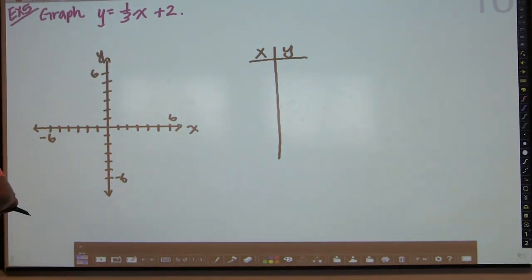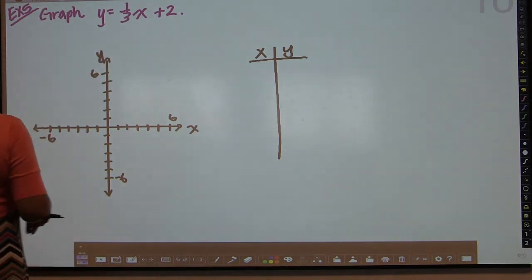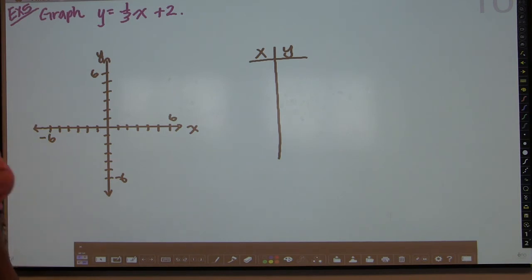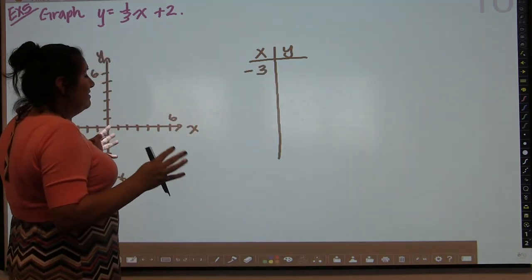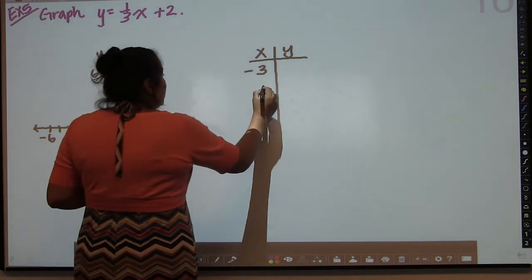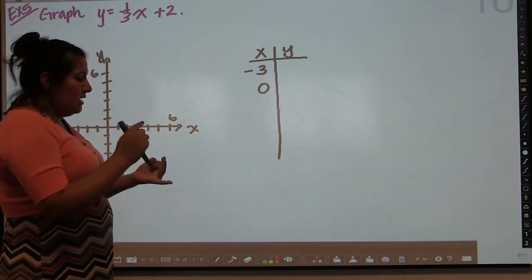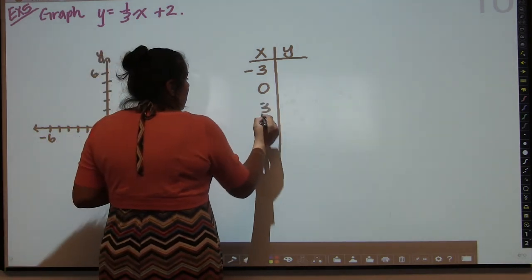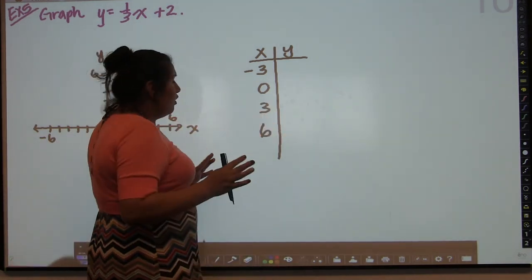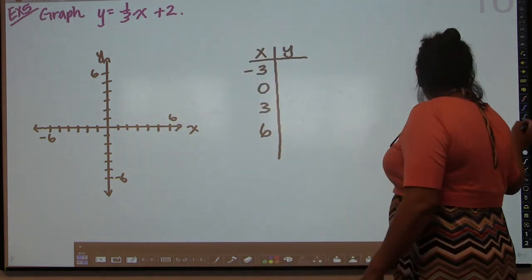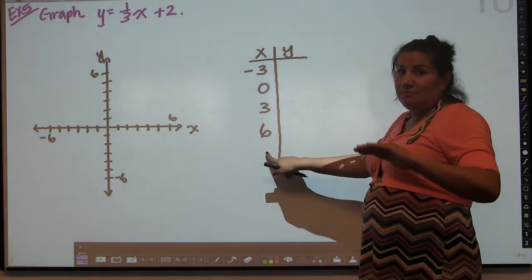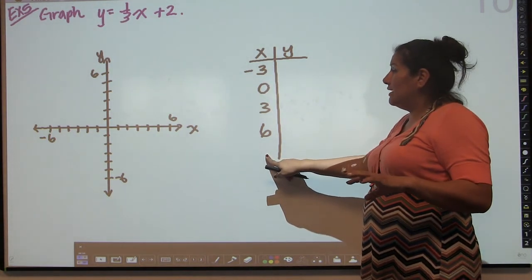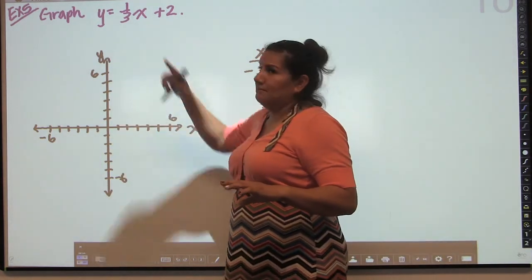I am going to be strategic about what I pick, because I see a fraction here, 1/3 times x, and I don't want to pick numbers that are not going to divide evenly. So I'm going to pick numbers that multiply by 1/3 evenly and don't have fractions. I'm also going to pick 0, because it's always good to pick negative numbers, 0, and positive numbers. I'm going to pick -3, 0, 3, and 6. After you have 3 or 4 points, you don't have to have more than that. If you're asking how I picked those numbers, I can randomly pick whatever I want. I specifically chose multiples of 3, because it's 1/3 times something.